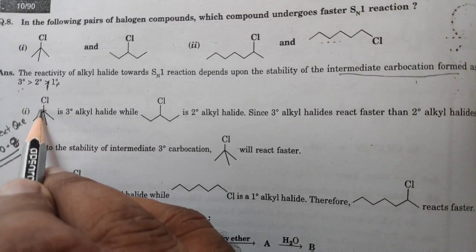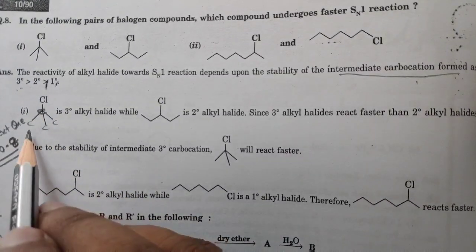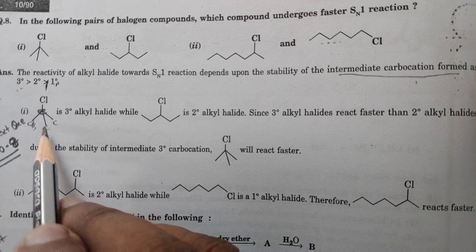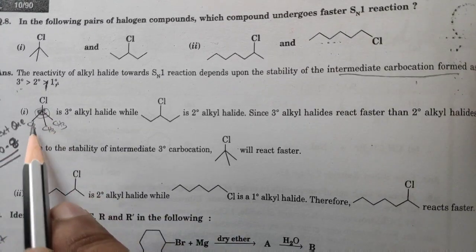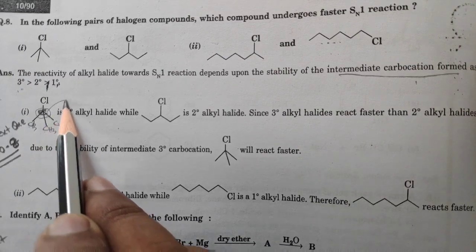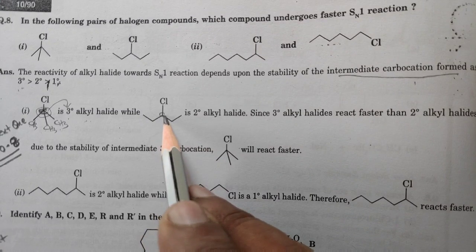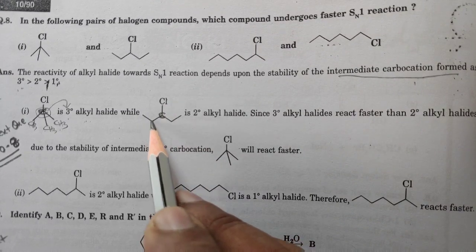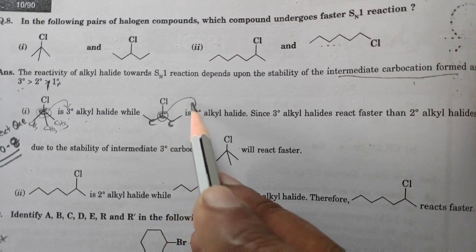So when I write here, this is the carbon attached to three other carbons, CH3, CH3, like this, bond line, which you have studied in 11th. So this carbon is attached to three carbons, so this is a tertiary alkyl halide. And in this case, the carbon attached to the halogen is attached to two other carbons only. So that's why this is your secondary carbon.